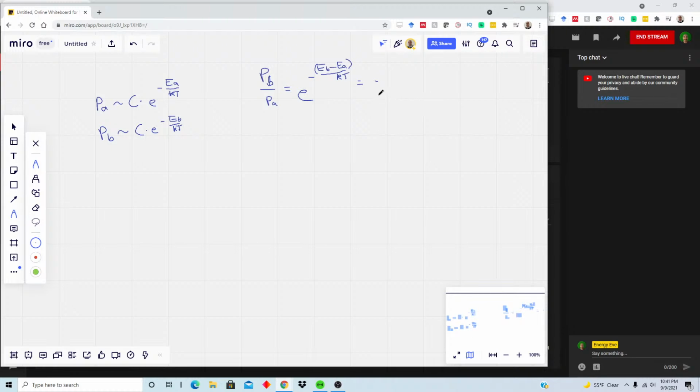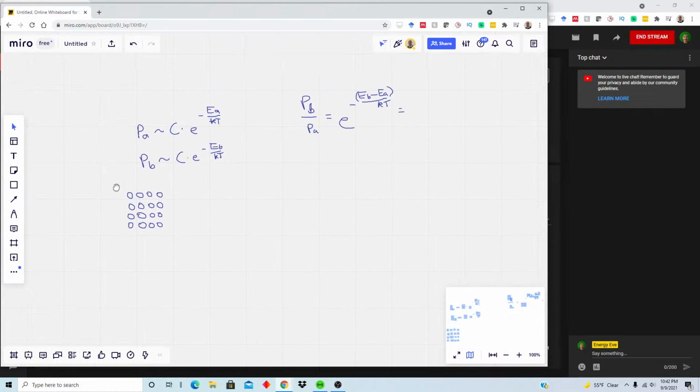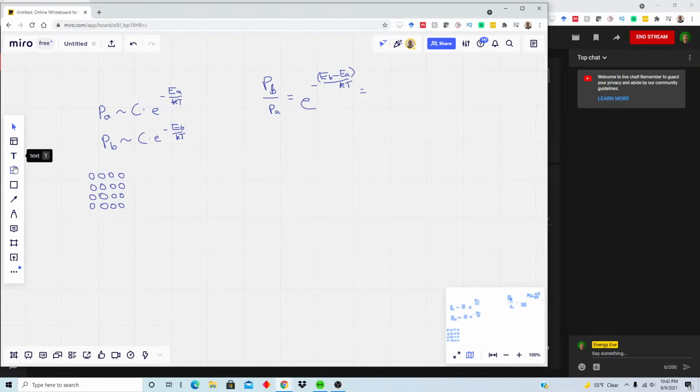The reason why we care about this is because we want to look at a model system where, say, we have n atoms in our system. In this case, I'm just going to drop 16. And say, I have a selection right here.